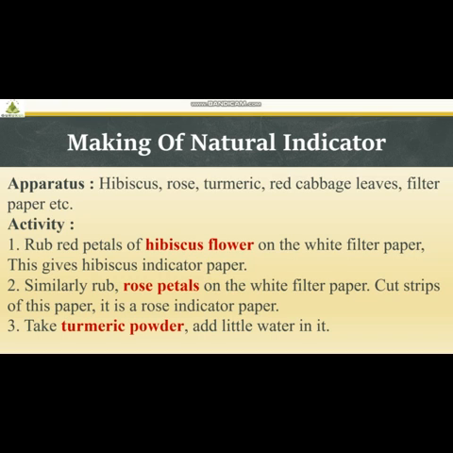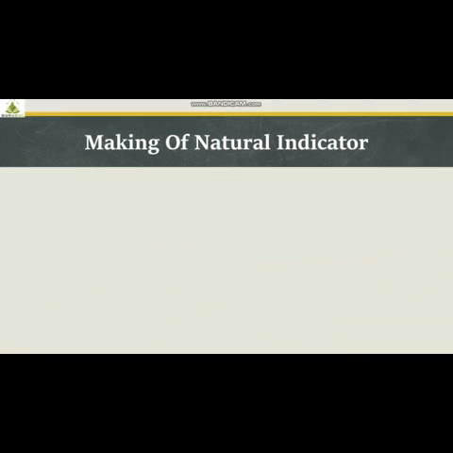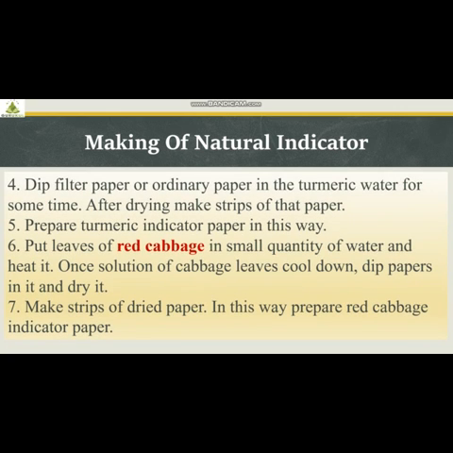Next, we can have turmeric powder. Now, what to do with turmeric powder? This is a little different. Take turmeric powder, add a little water to it. So this is a solution form now: turmeric powder plus water. Next, we will dip this filter paper or an ordinary paper in the turmeric water for some time. Then we are going to dry it. After drying, we are going to cut it into strips. So this way, turmeric indicator paper is ready. Simple.